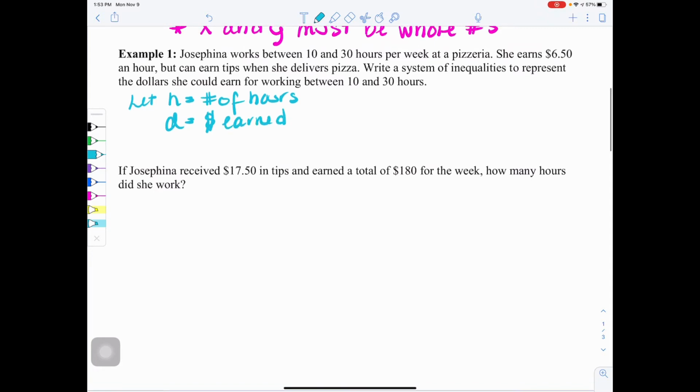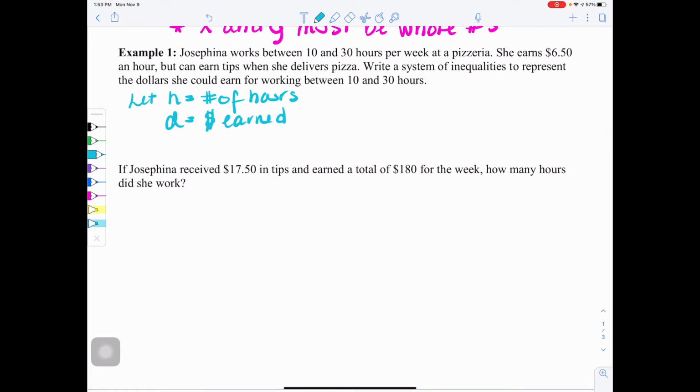Now there's 2 things going on in this situation up top. First one is the hours have to be between 10 and 30. So that means 10 is my lowest number. H has to be greater than or equal to that, but at the same time, going back to that compound statement of and, has to be less than or equal to 30. This is our domain, what we're allowed to put into the inequality. As far as money goes, she earns $6.50 an hour. So that's what we're going to use in our second inequality for her total earned. Her total money earned has to be greater than or equal to $6.50 an hour.